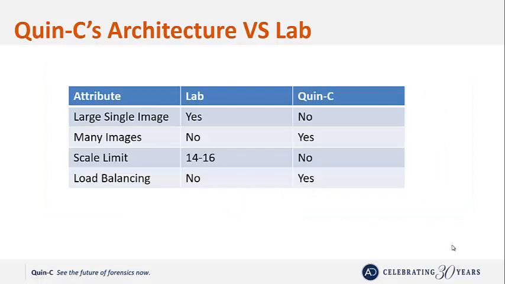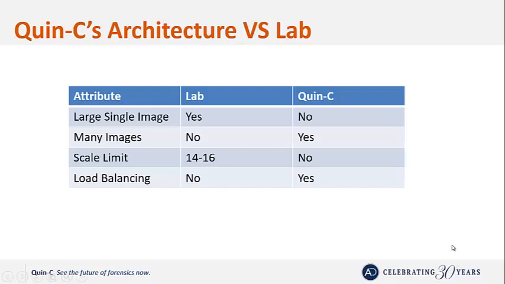So let's talk about some of the differences. I think I've already highlighted them here. A large single image, lab does better than Quincy. Obviously, Quincy can do it, it's just slower, so don't misread the word no here. It's just that this has a competitive differentiation. Many images, Quincy is better at. Scale limit, this is sort of the 14 to 16. There really is no scale limit, again, if you have the database hardware that can support all the different entities hitting it.